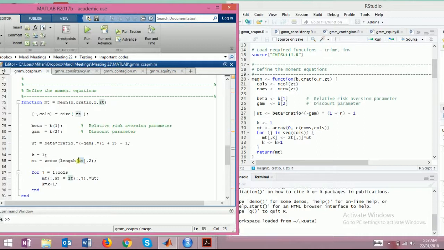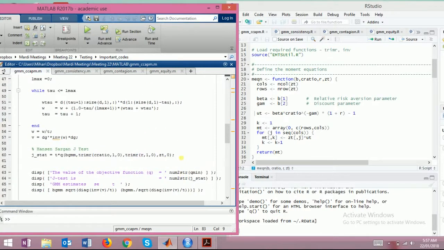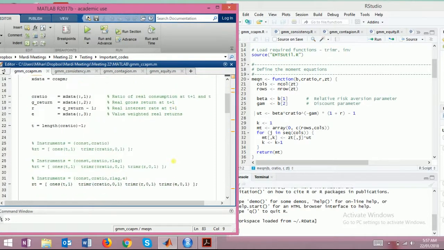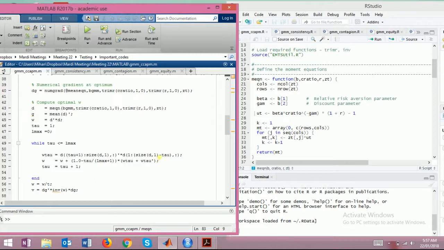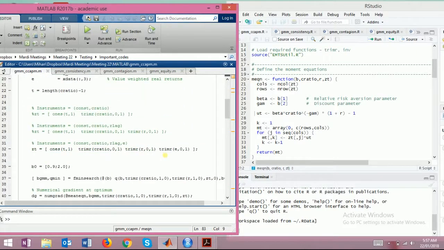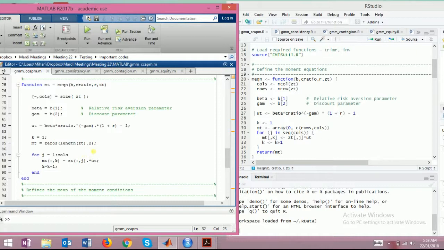M is zeros, the length of M is the number of zero arrays. C will be the number of rows and number of columns. Z is basically not E. Z is a combination of all, I guess. Z has the elements of this, which is omega. Z is omega. So we start with 1, since it's an exogenous variable. We start with 1, then C ratio, then R, then E. All are taken in. So Z is important here.